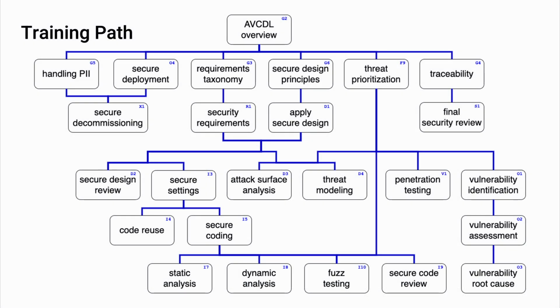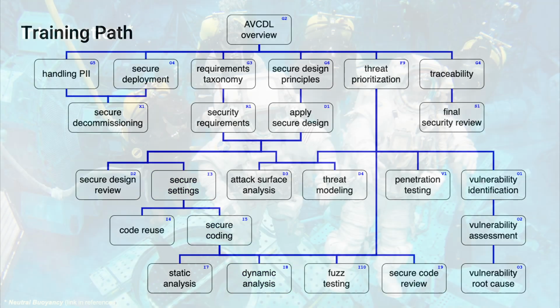This diagram shows the overall AVCDL training path. If you're taking this training, it's assumed that you've already completed the AVCDL overview training, and additionally, that you've completed the Requirements Taxonomy, Security Requirements, Secure Design Principles, Apply Secure Design, Threat Prioritization, Secure Settings, and Secure Coding trainings. This training will cover dynamic analysis.